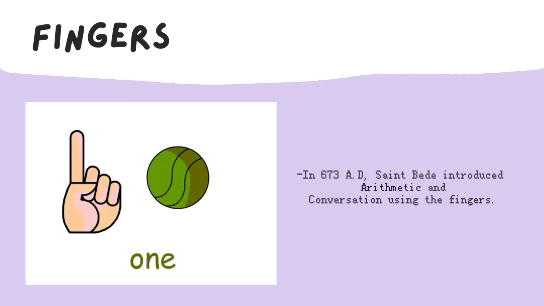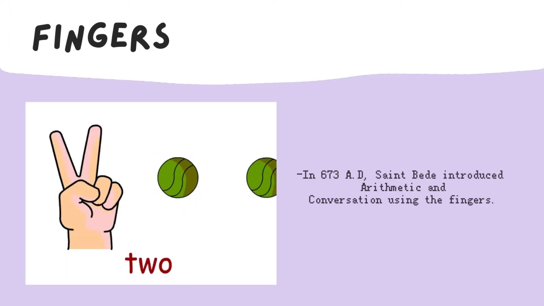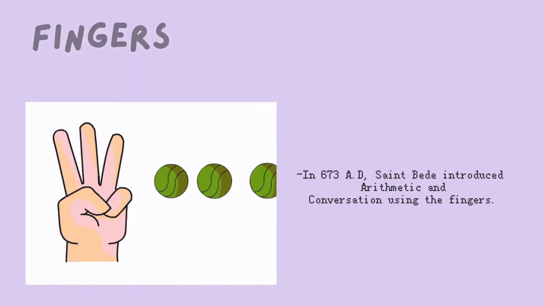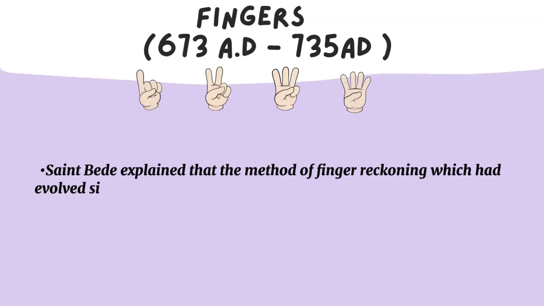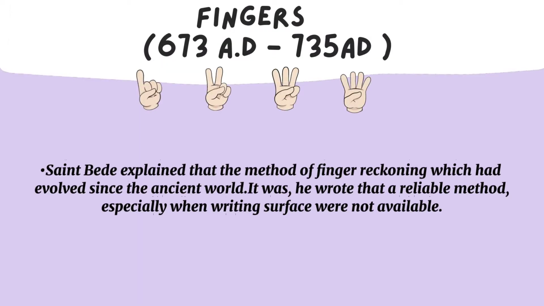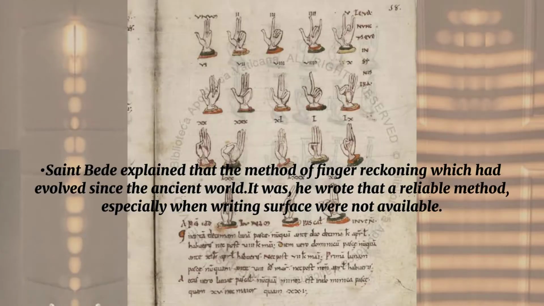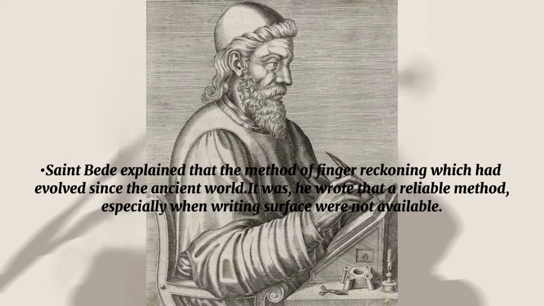In 673 AD, Saint Bede introduced arithmetic and conversation using the fingers. Saint Bede explained the method of finger reckoning, which had evolved since the ancient world. He wrote that it was a reliable method, especially when a writing surface was not available.